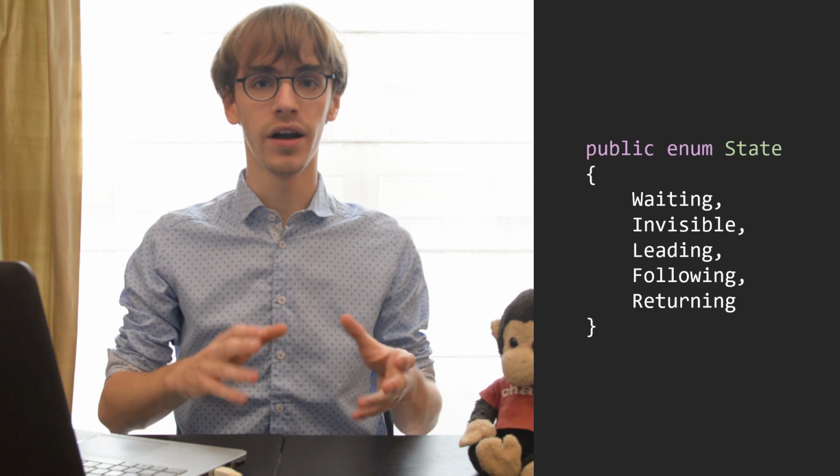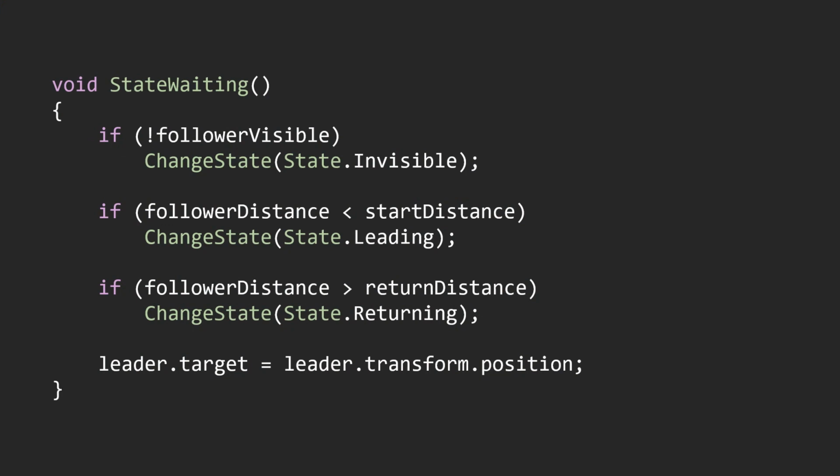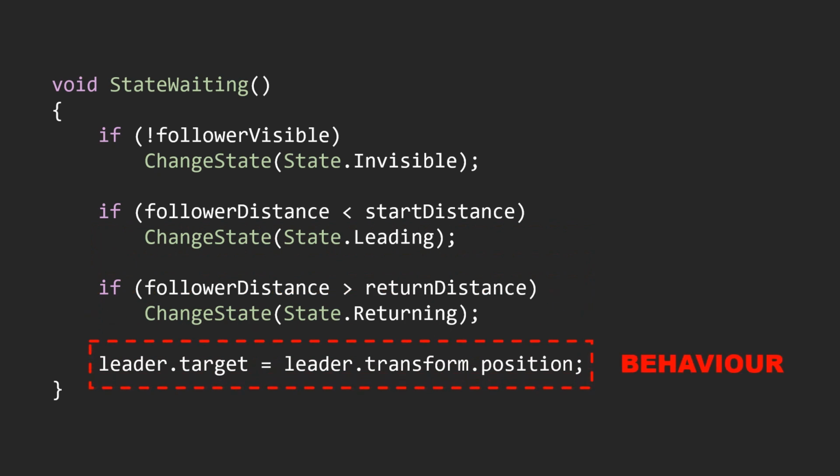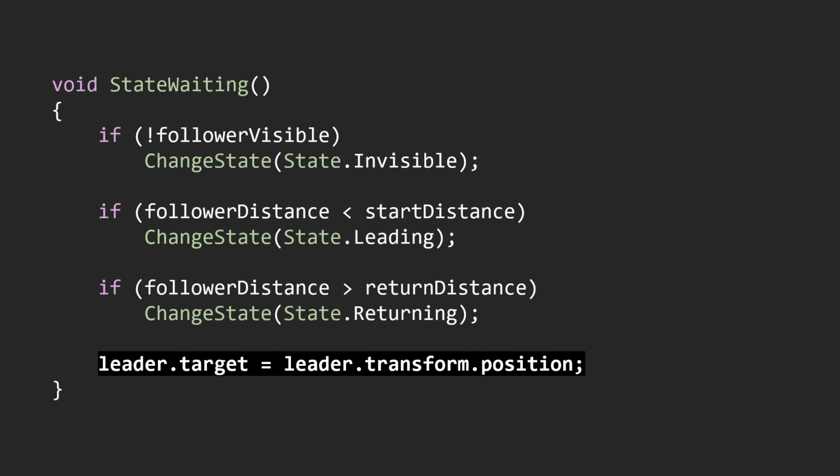Each of these states is defined in its own function, and as an example we'll take a look at the waiting state. So this is the waiting state's function. It consists of 2 major parts. The transitions, which define when to move from this state to another state, and the behavior, which defines what this state actually does. Let's start with that since that's the shortest thing to talk about. Leader.target is a target location where we want our NPC to walk towards, and leader.transform.position is the current position of our leader. We basically ask the leader to walk to its own position, which is the same as asking to just stand where you are, and that is what the waiting state should do.